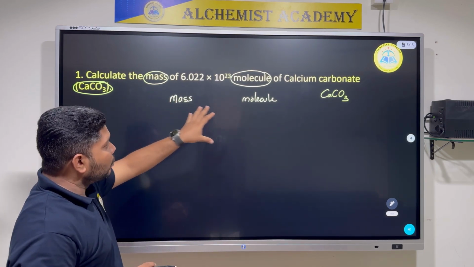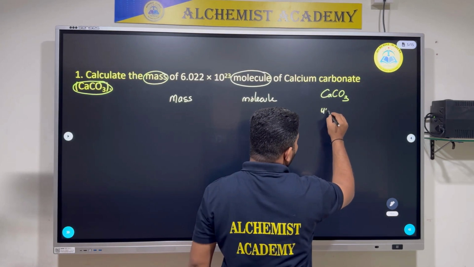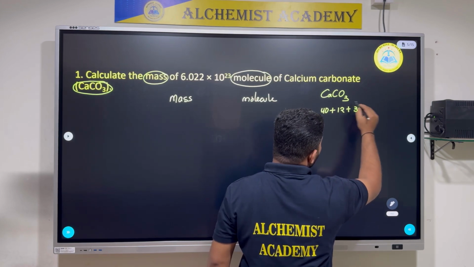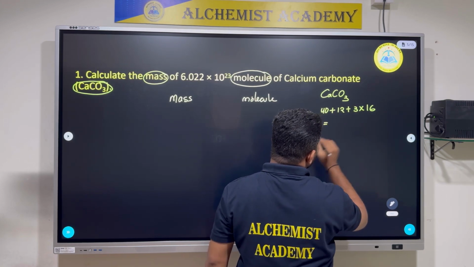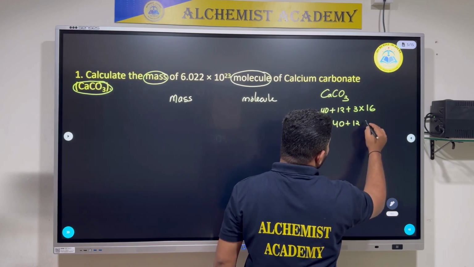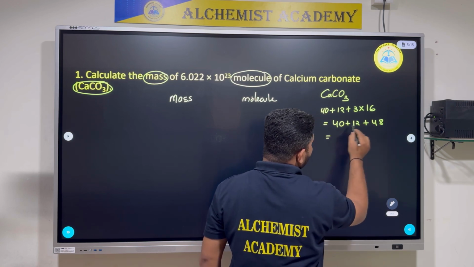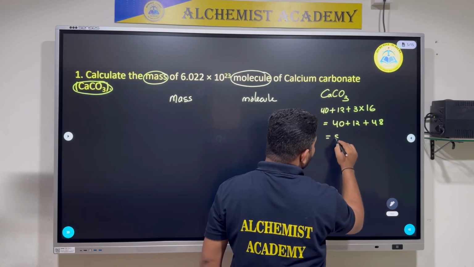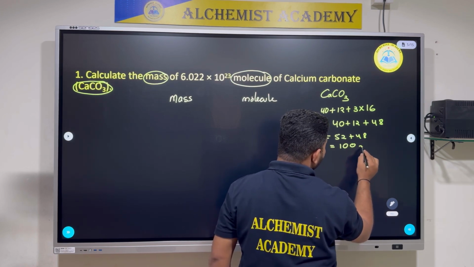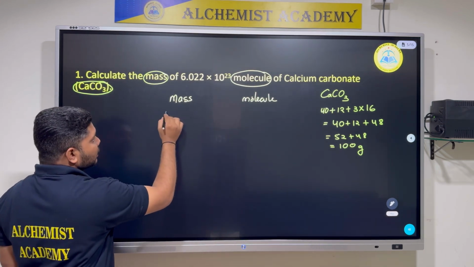Am I right? So what is the molecular mass of calcium carbonate? You can find out this. 40 plus 12 plus 3 into 16. It comes to 40 plus 12 plus 48. Correct? So if you see here, this comes to 52 plus 48, which is nothing but 100. So this is how we will find out the molar mass. So molar mass is a standard here.